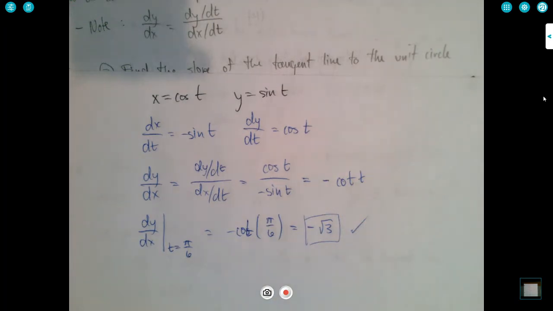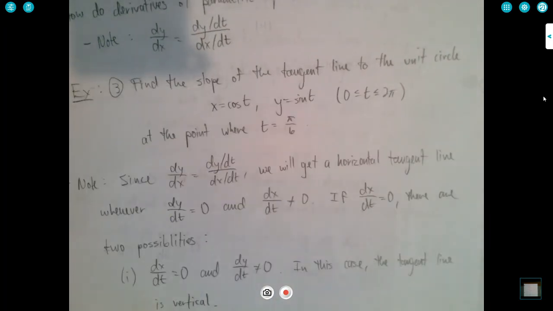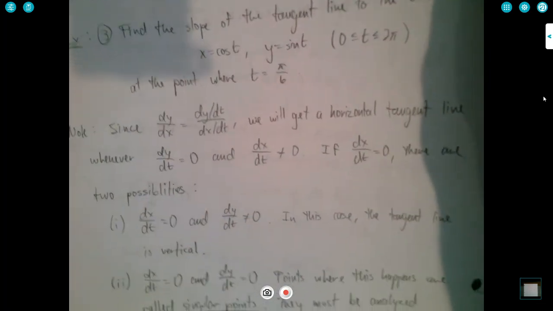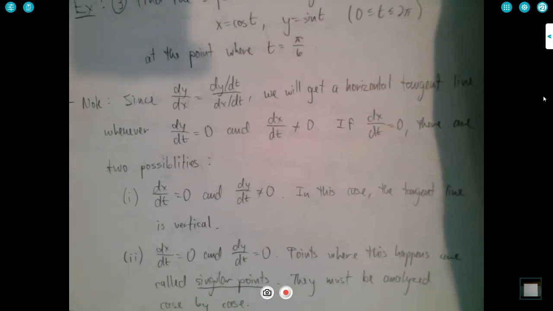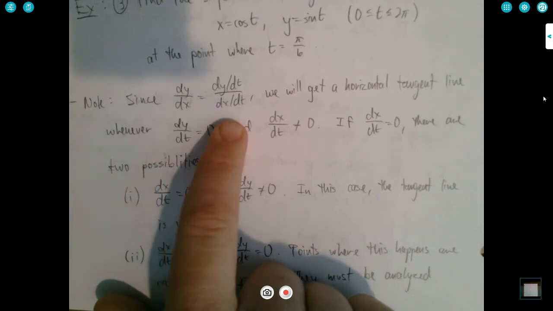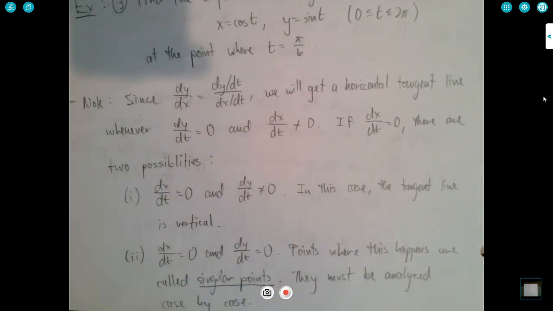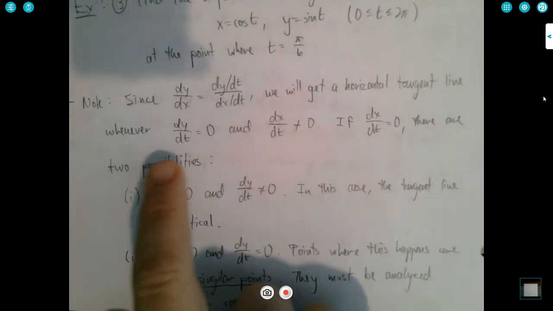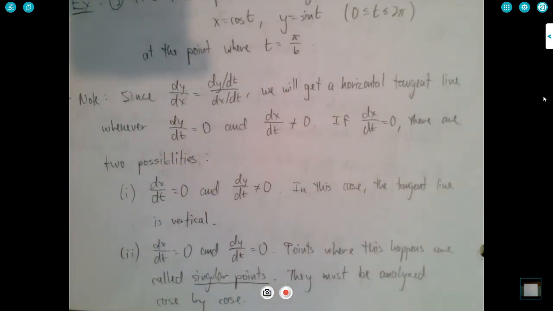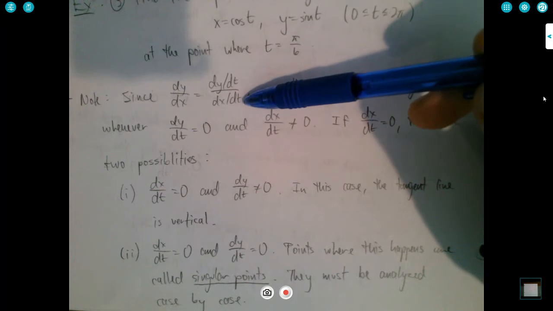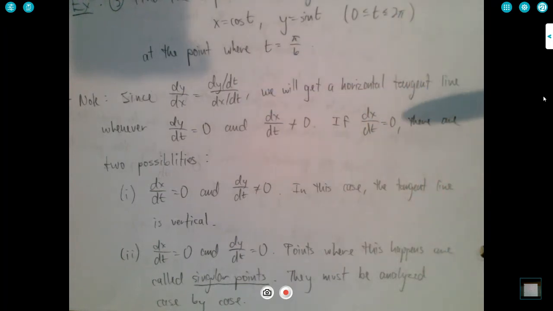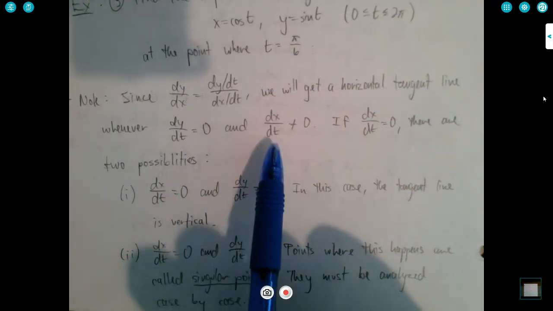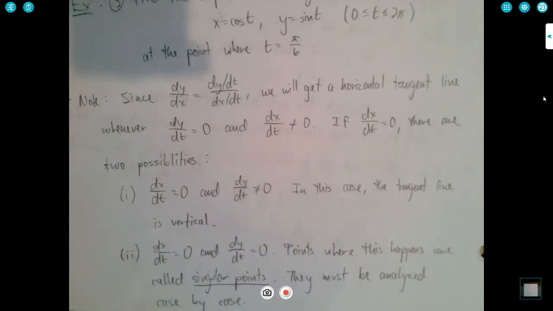Okay, that's that. A couple things to say about this, though. Since dy/dx is just (dy/dt) over (dx/dt), we'll get a horizontal tangent line whenever dy/dt equals 0. So whenever the numerator is 0 and the denominator is not 0, we get a horizontal tangent line. That is, when dy/dt equals 0, but dx/dt does not equal 0.